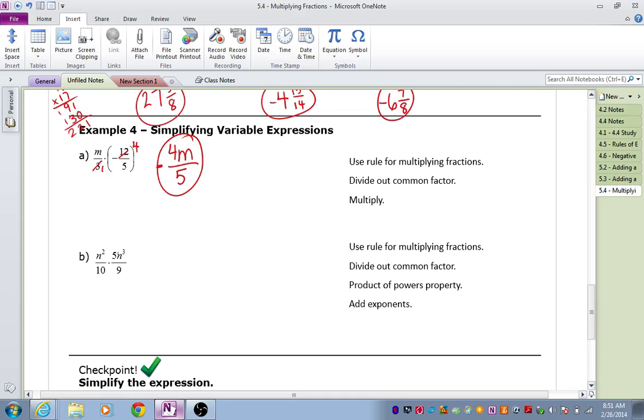In letter B, I have a 5 and a 10. So I'm going to say 5 goes into 5 once. 5 goes into 10 twice. Okay, so in the numerator we have n squared. I'm going to rewrite it. N squared times n to the third. Same base, so we need to add our exponents together. We can't forget those exponent rules. So n squared times n to the third is n to the fifth. And then 2 times 9 is 18. And that's it.